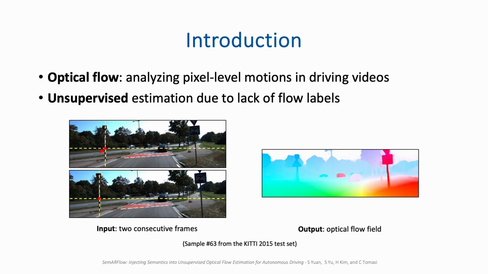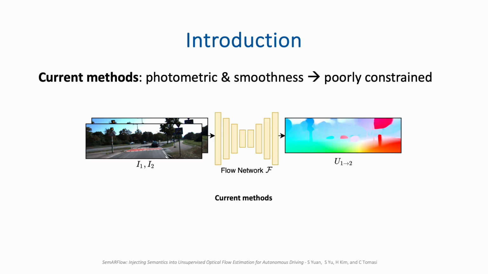Labeling optical flow is difficult, and unsupervised estimation is therefore especially important. Most current unsupervised methods are based on photometric and smoothness constraints. These may fail in the presence of occlusions, motion boundaries, poor texture, and illumination changes.